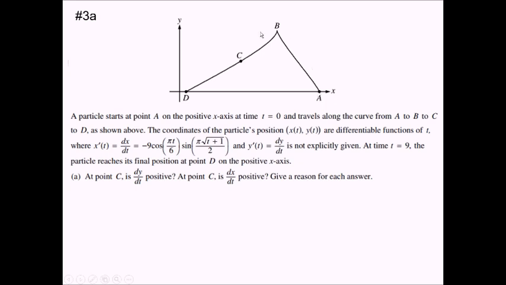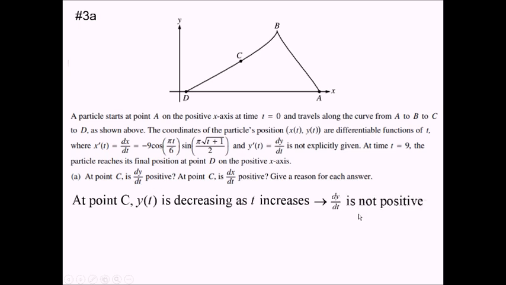So that means that at point C, we're going down and to the left. In general, that means y is decreasing as t increases. Well, if we're going down as time goes on, that means dy over dt cannot be positive. In fact, it's got to be negative. So for that reason, dy over dt is not positive.